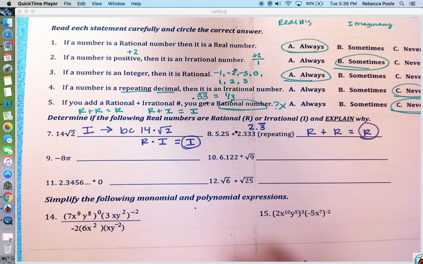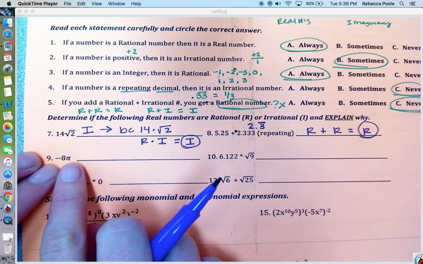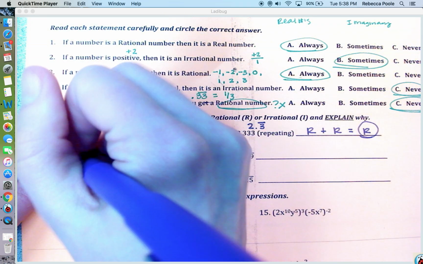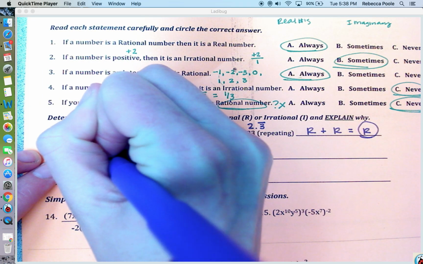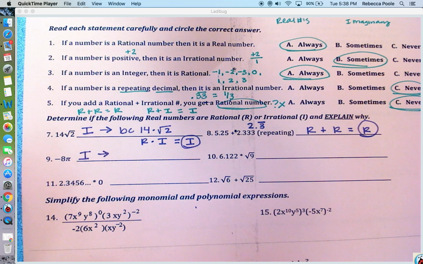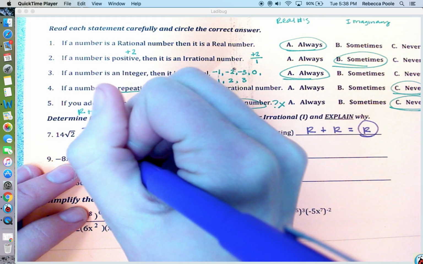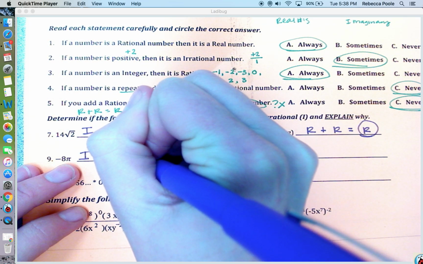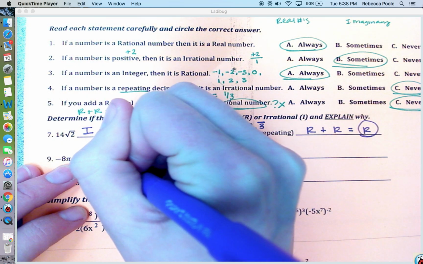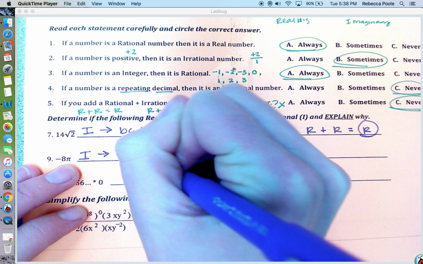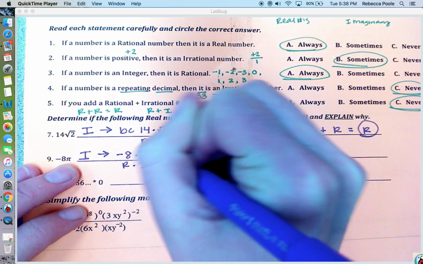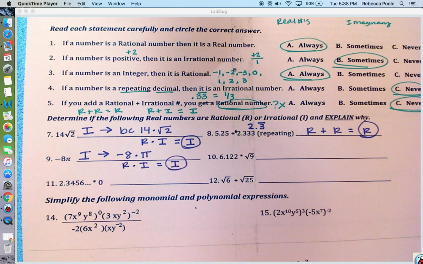So that is rational. All right, number 9, negative 8 pi. A lot of you are going to say irrational because there's a pi, but that's not a great explanation. Why does the pi make it irrational? Just because you see pi does not necessarily mean it'll be irrational. So if we do -8 times pi, that would be a rational times an irrational, which by our rules we know gives us irrational.